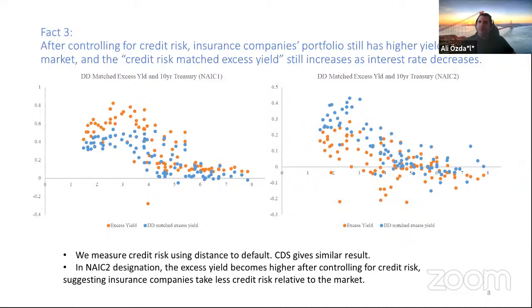What I want to show here is just that after we control for the credit risk, there is some little reduction in the negative relationship between the excess yields and interest rates in the NAIC1 category. However, if you look at the NAIC2 category, the relationship is even a little bit stronger. So we are comparing the original orange dot with the blue dots. Therefore, in the NAIC2 designation, this suggests that they are maybe even taking slightly lower credit risk as the interest rates decline.